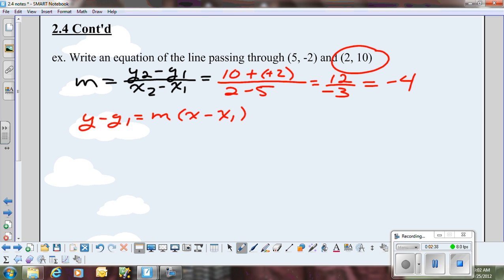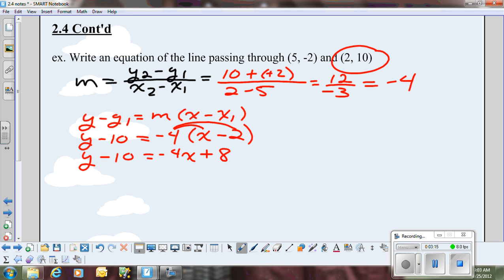So should we use the one we already have circled, the (2, 10)? Okay. So I'm going to say y minus 10 equals m times x minus 2. Oh, not m. What's my m? We just found it. -4. Okay. So now, like you did for today's assignment, you're going to distribute the -4. So -4 times x is -4x. -4 times -2 is a +8. And over here I still have y minus 10. So I'm going to add 10 to both sides. And I get y equals -4x plus 18.